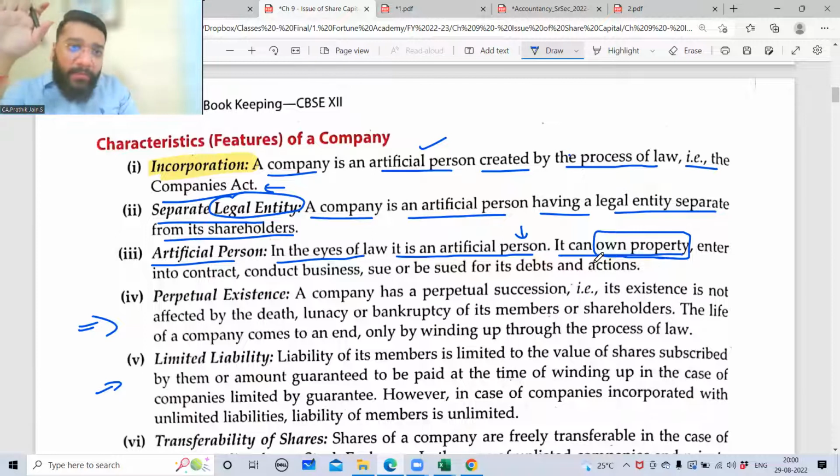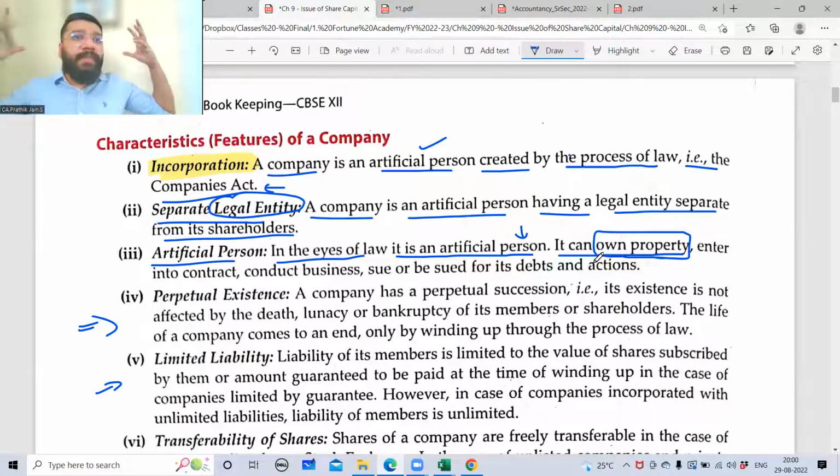In case of a sole proprietorship concern, very easily in the owner's name. A partnership also is a separate legal entity, I mean an artificial person. It can register in the name of the partners. But here, guys, members are huge in number, and members keep on coming and going. So having the property registered in the name of any particular person will be very complicated.